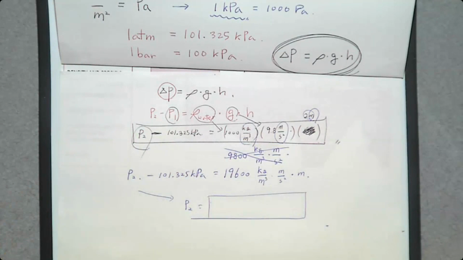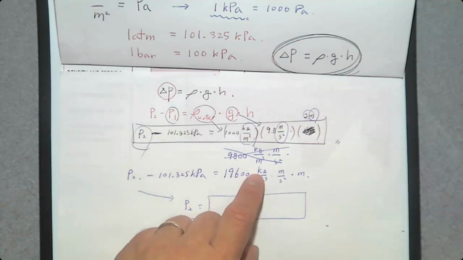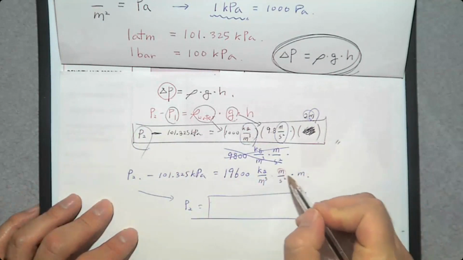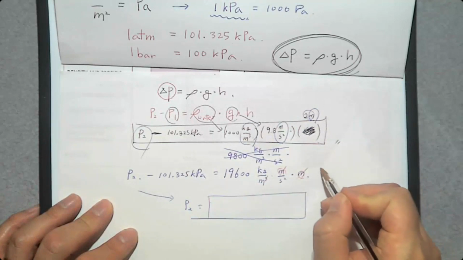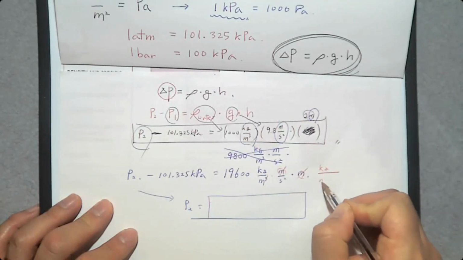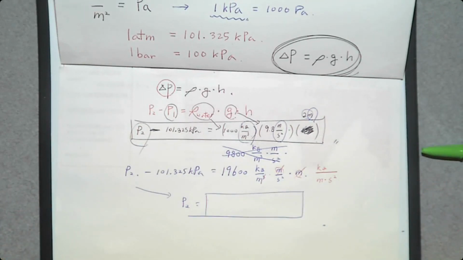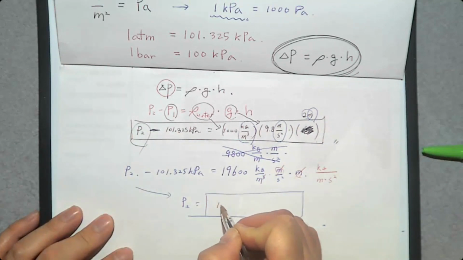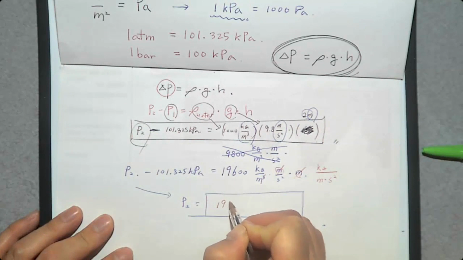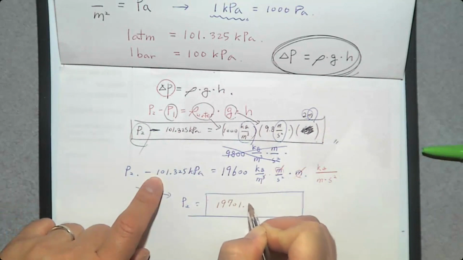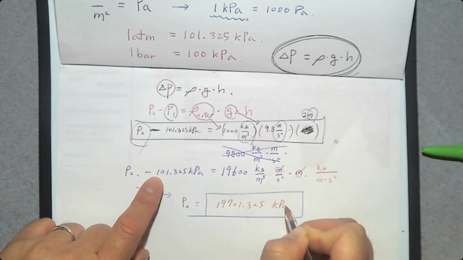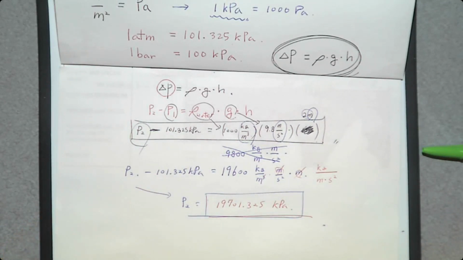So what about this unit? Kilogram per cubic meters, and we have a meter, so you can cross them out. So it's going to be kilogram per meter second square. So we have 19,600 plus 101.325. So the pressure at the bottom of the swimming pool is going to be 19,701.325 kilopascal. Is it correct or wrong?